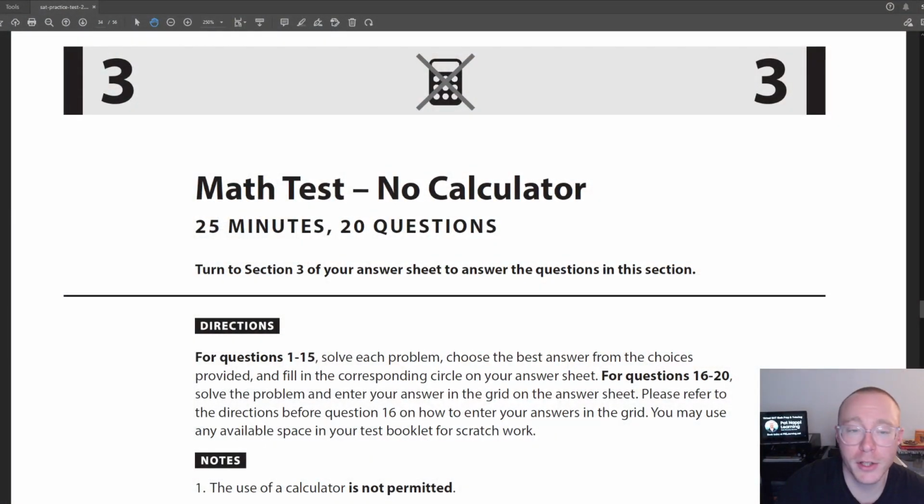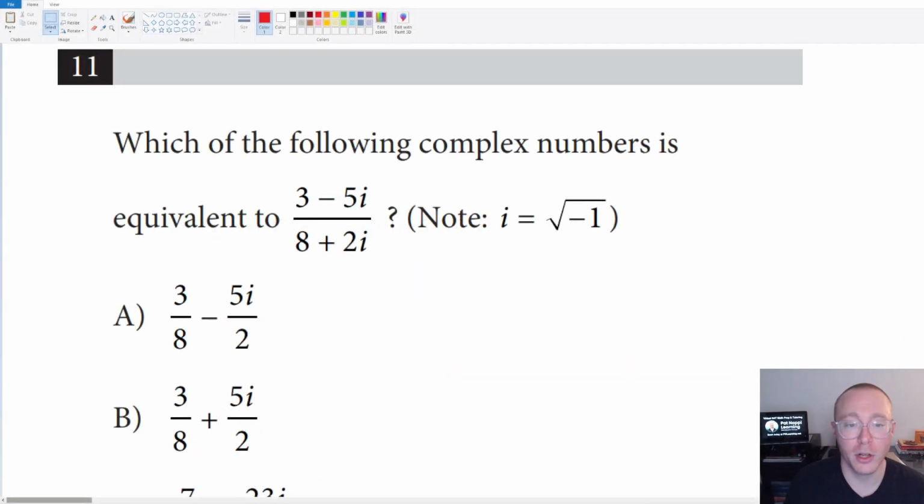This is the no calculator section, so let's put those calculators away if we've got them out, and let's try to attack this problem as quickly and as easily as possible. Okay, here it is. This is number 11.